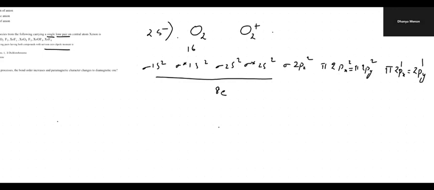And this is already paramagnetic. Okay. When it forms O2 plus, that means I have to remove an electron. So this is O2 plus. So this is also paramagnetic. So this is our wrong answer.